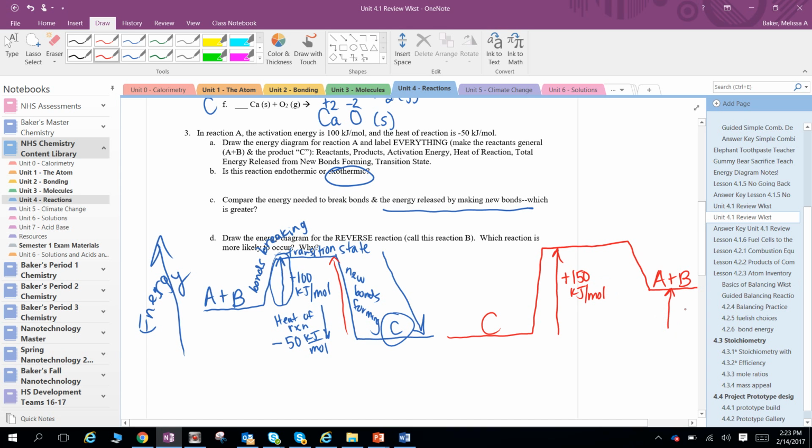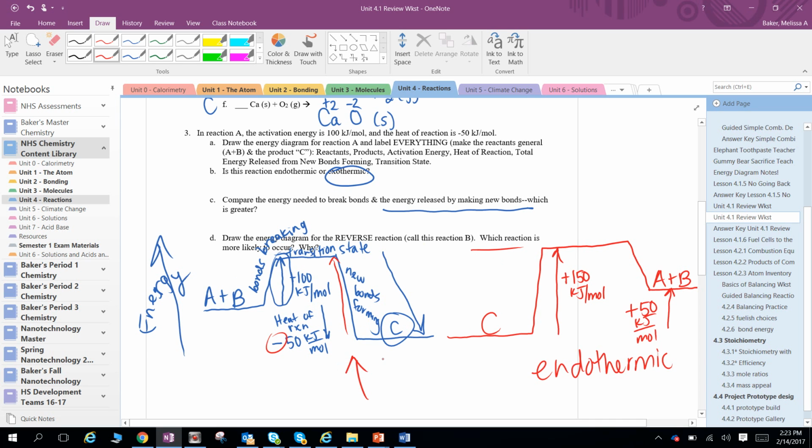And here the heat of reaction is always the opposite in the reverse reaction. So it would be positive 50 kilojoules per mole. So this reaction would be endothermic because overall the energy is increasing. There's energy absorbed. And then there's a question, which reaction is more likely to occur?